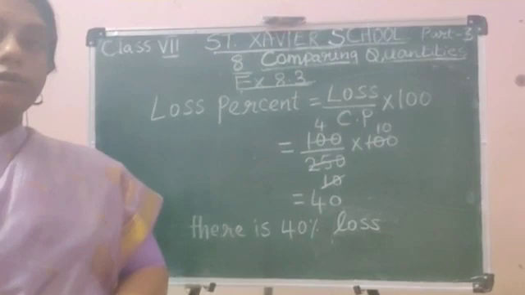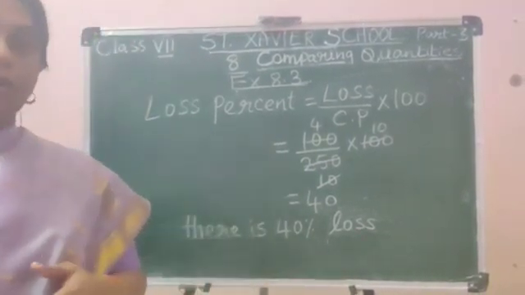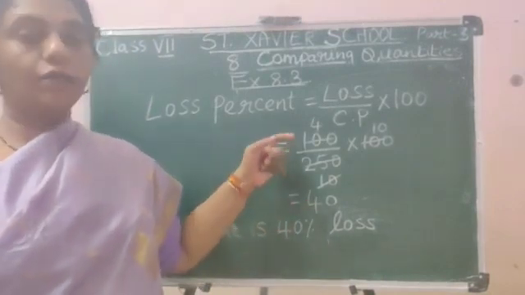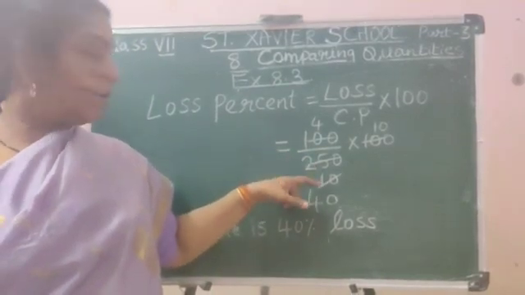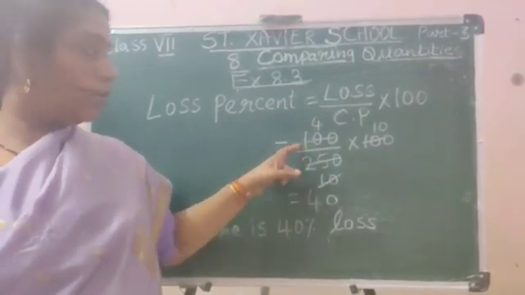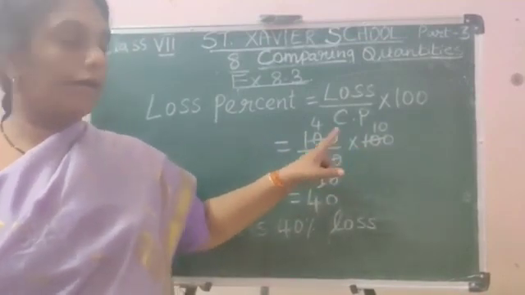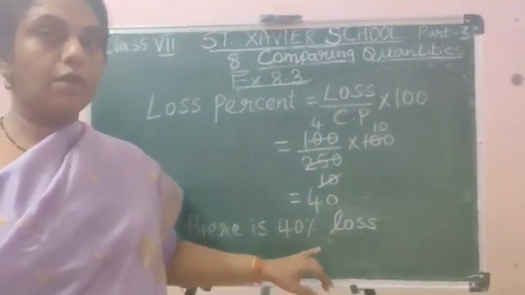Loss percent equals loss by CP into 100. The loss we got is 100. So 100 divided by 250 into 100. 250 and 100 is simplified by the 25 table. So in the 25 table it is 10 times and in 100 it will be 4. So 10 and 100 is simplified. In the 10 table, 100 is 10. So 4 into 10 is 40. Therefore that is 40% loss.